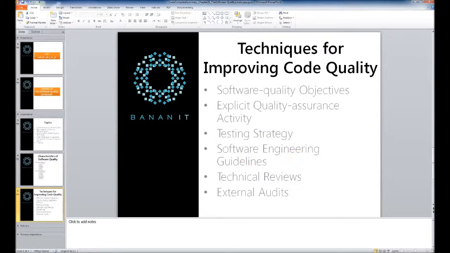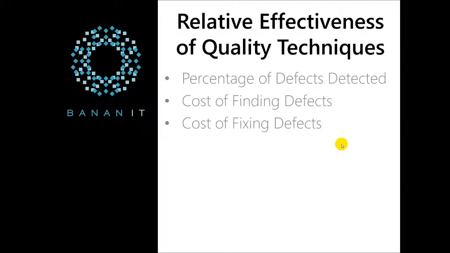So it's very useful. All right, we've talked about software quality, and we talked about the characteristics of quality software. We also talked about the methods or techniques that you can use to enhance the quality of your software. Now we're going to talk about the relative effectiveness of quality techniques. That means we have different techniques, but some of them are more effective than the others, or more efficient than the others in certain aspects. Now we're going to discuss them.